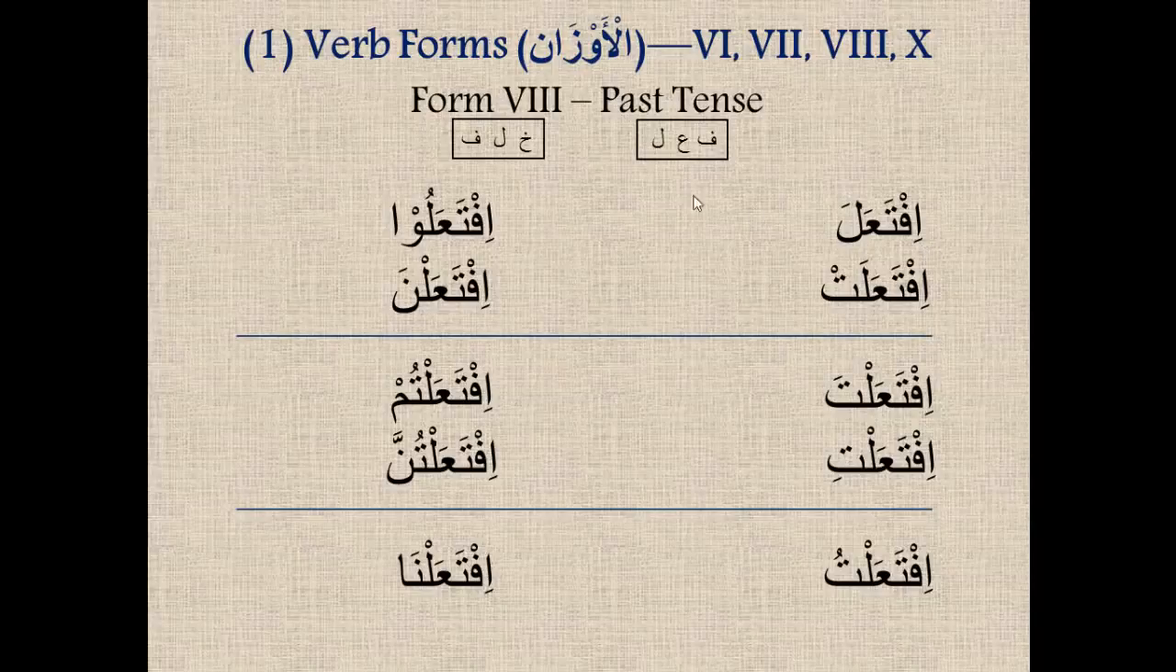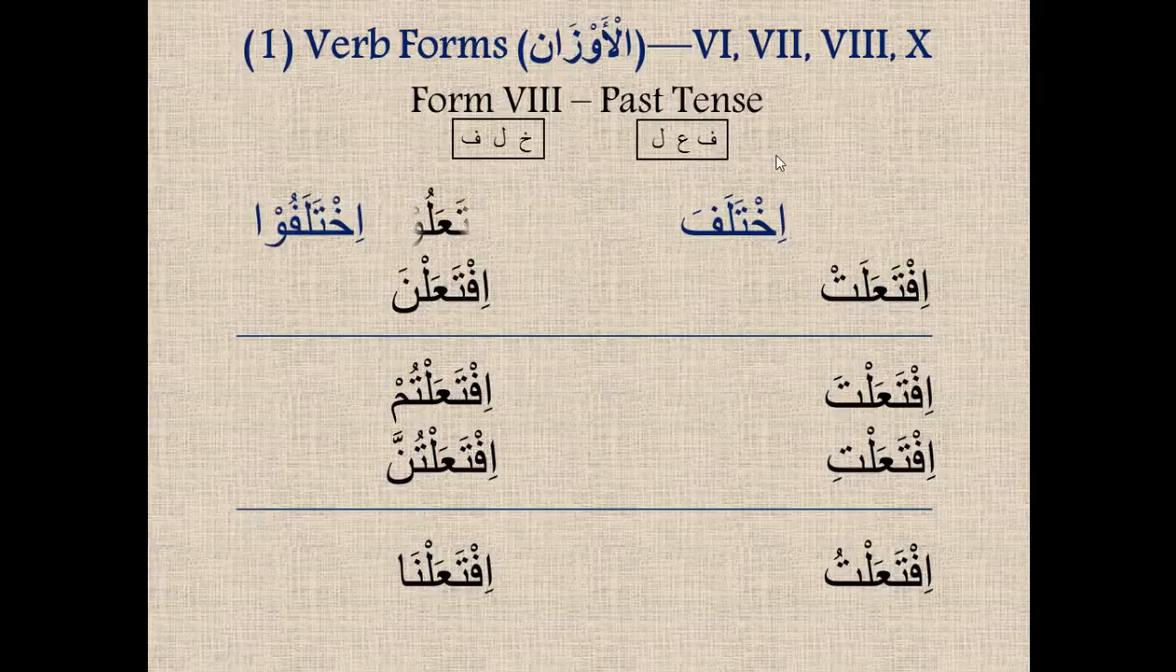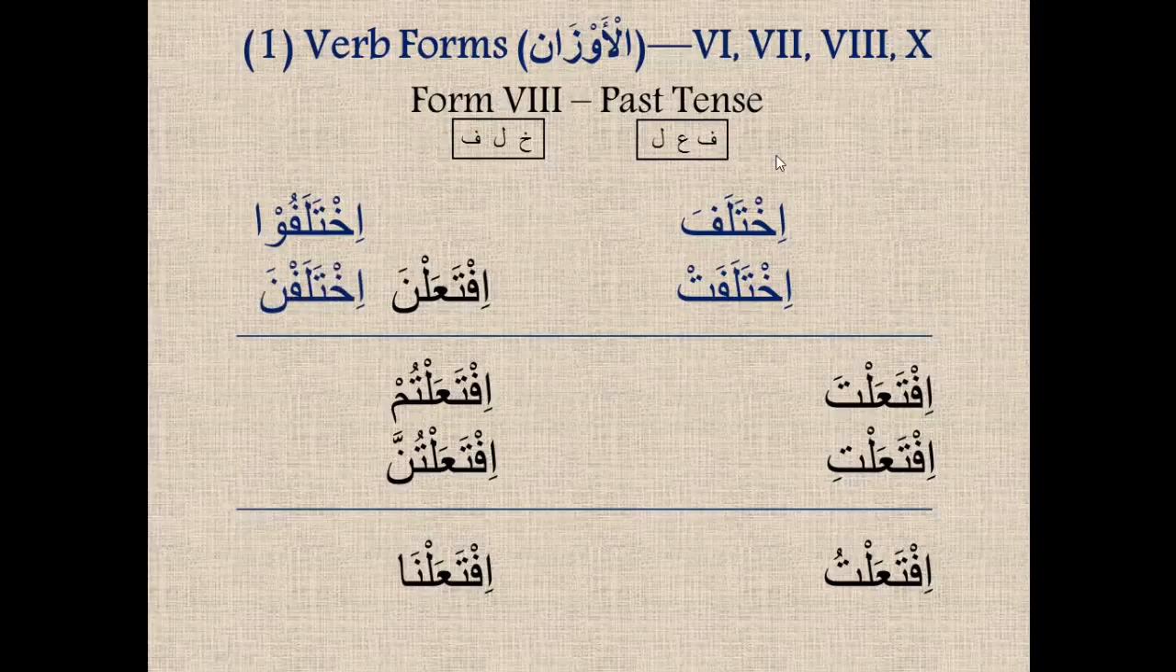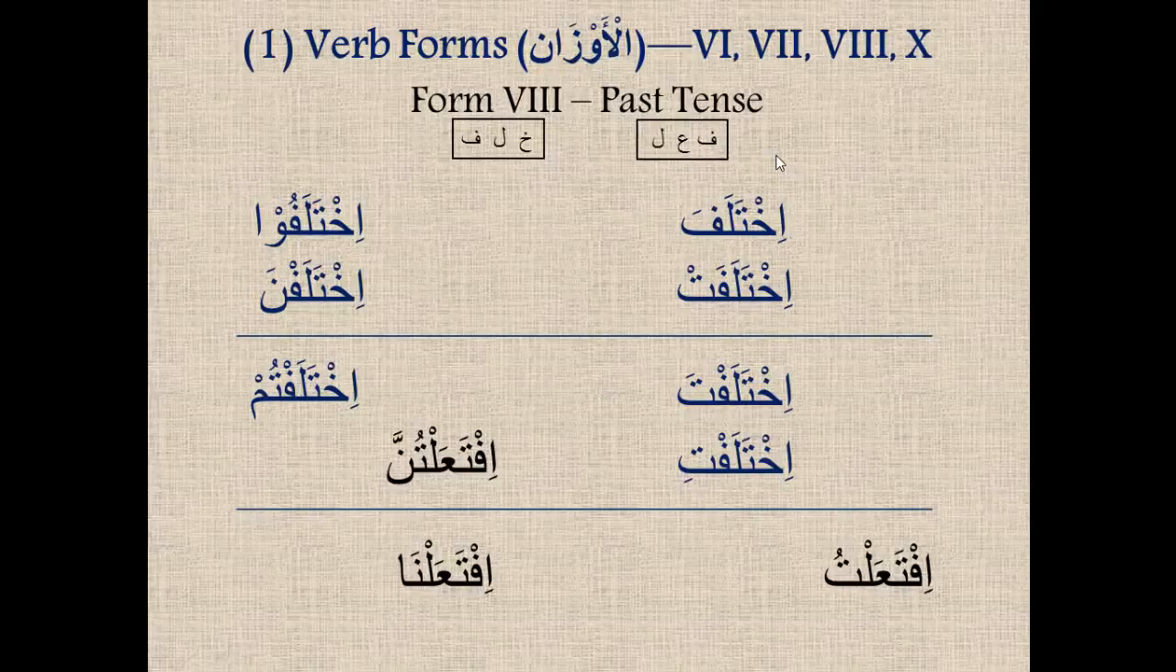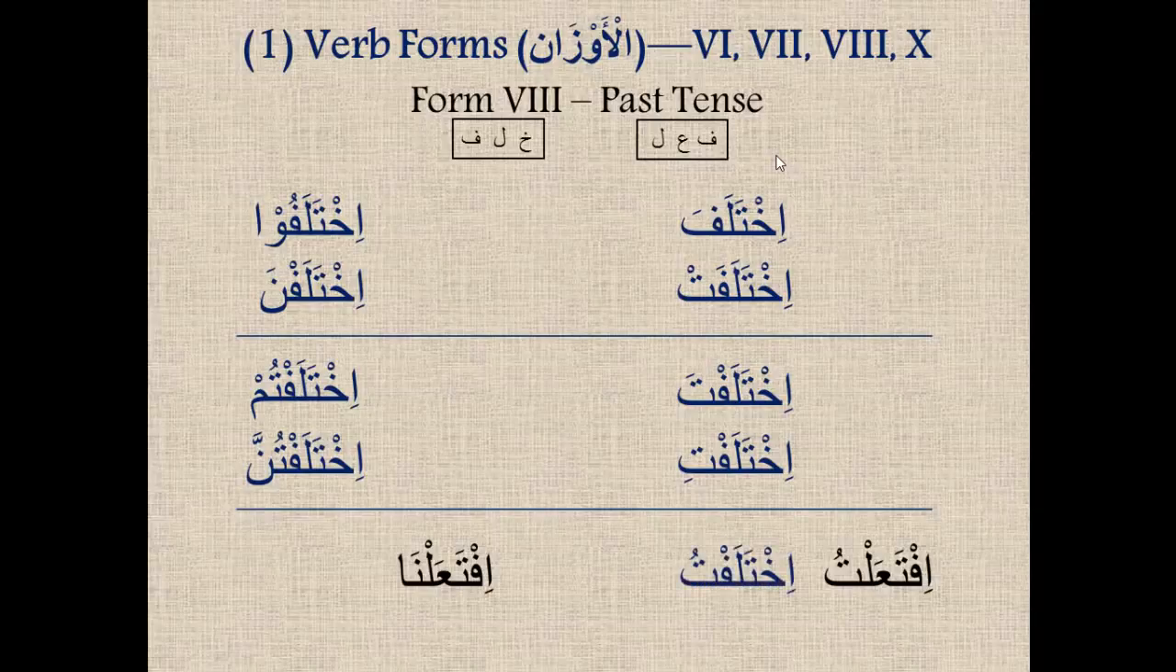Conjugation practice using the verb ikhtalafa, which means to differ. افتعل اختلف، افتعلوا اختلفوا، افتعلت اختلفت، افتعلنا اختلفنا، افتعلت اختلفت، افتعلتم اختلفتم، افتعلتِ اختلفتِ، افتعلتن اختلفتن، افتعلت اختلفت، افتعلنا اختلفنا.